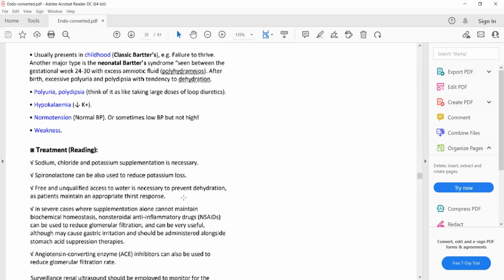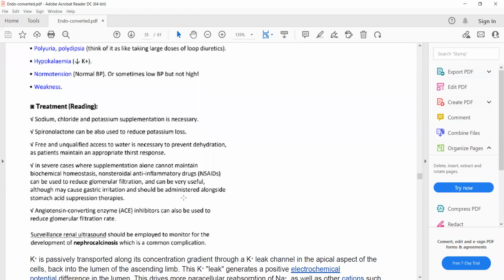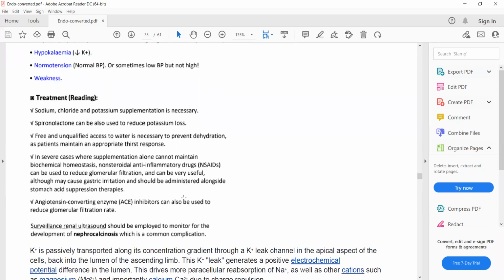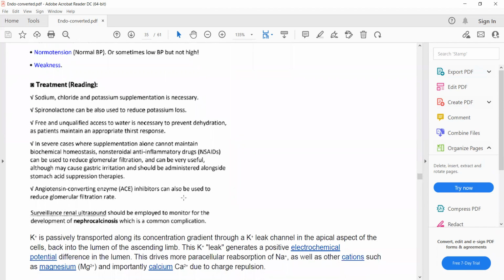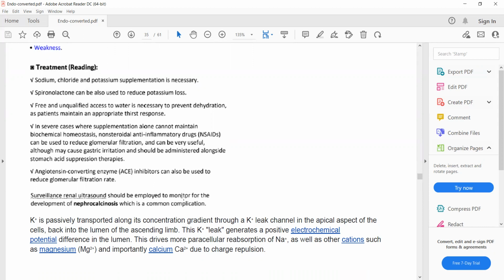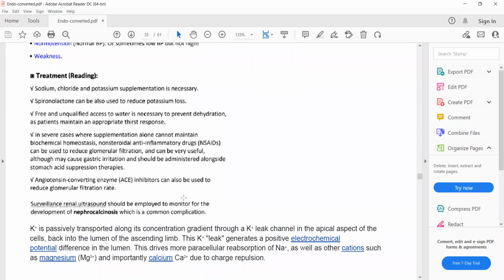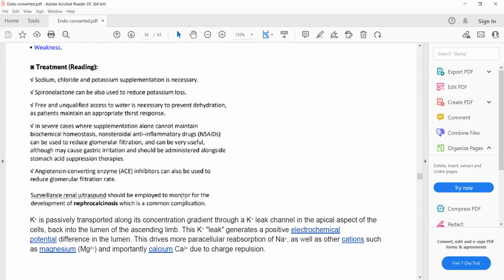So the treatment depends upon the electrolyte abnormality. The treatment usually consists of sodium chloride and potassium supplementation, and sometimes spironolactone can also be used because spironolactone will reduce the potassium loss. Also, increased water intake should be advised in the management of Bartter syndrome.